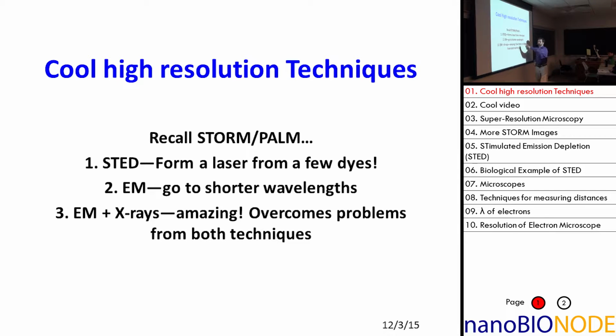Okay, then we'll talk about EM, electron microscopy. Basically, this technique, as in every other technique, is limited in general by lambda over 2. So if you make lambda much shorter, you can get to better resolution. And we'll see how EM does that. And you can get some amazing pictures, which we'll show.